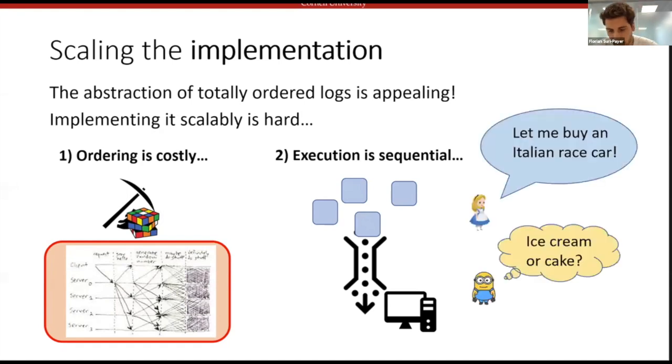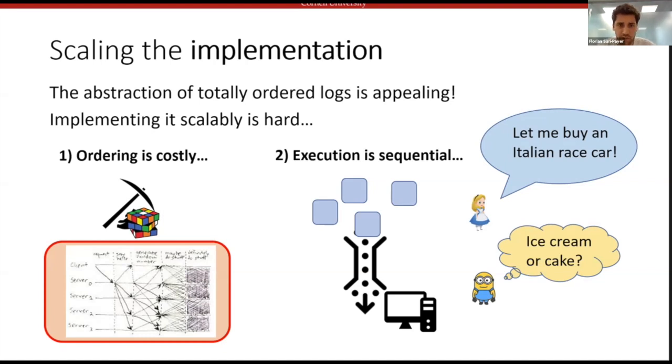Now, for most applications in the wild, this is an overly restrictive requirement because they often consist of commutative transactions. For example, Alice and Bob trying to buy a race car or dessert respectively are transactions that intuitively could have been executed independently.